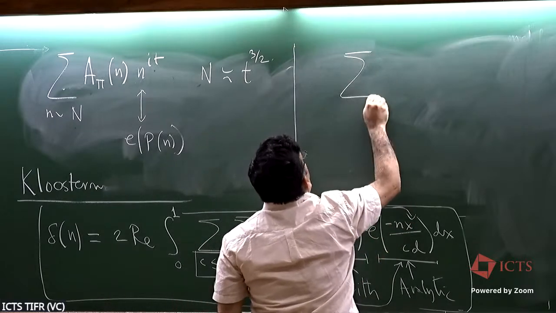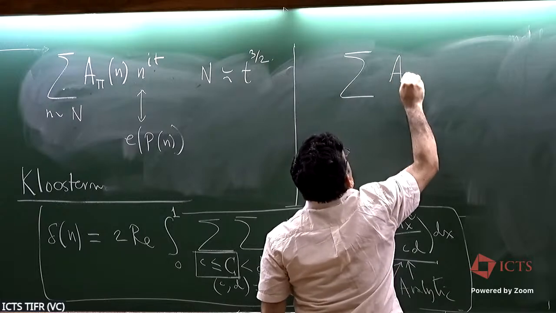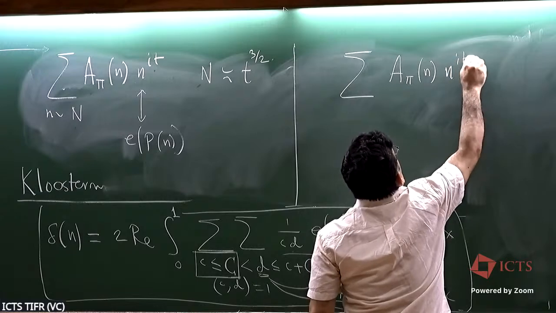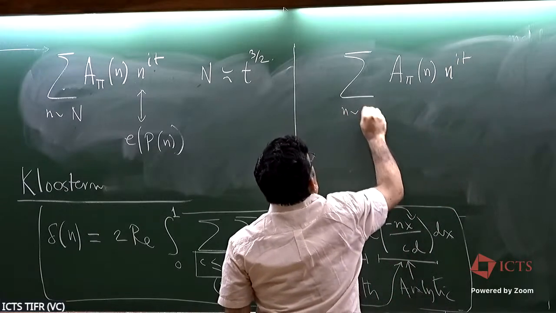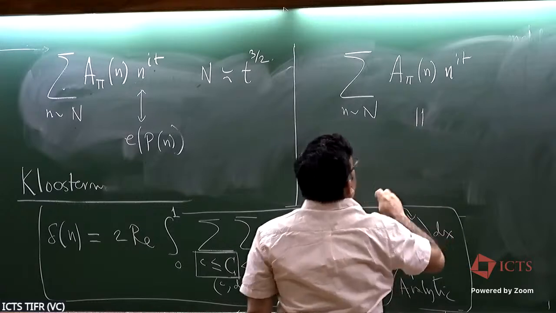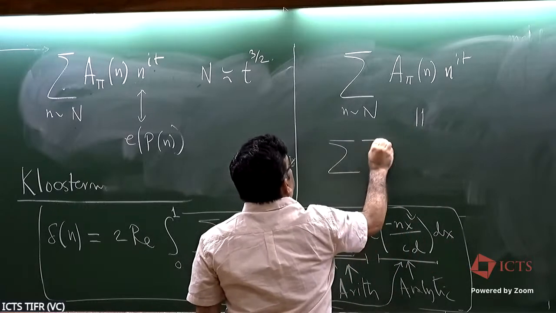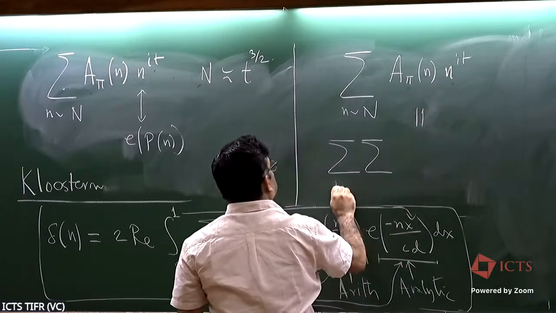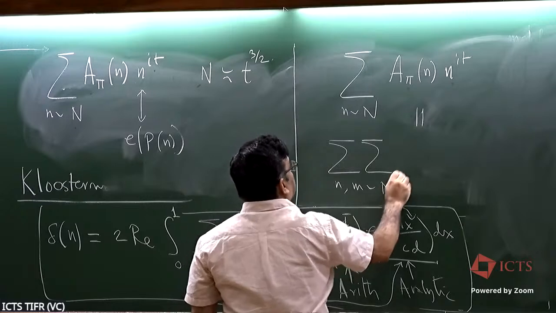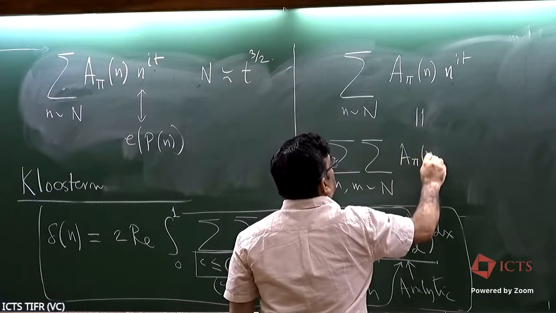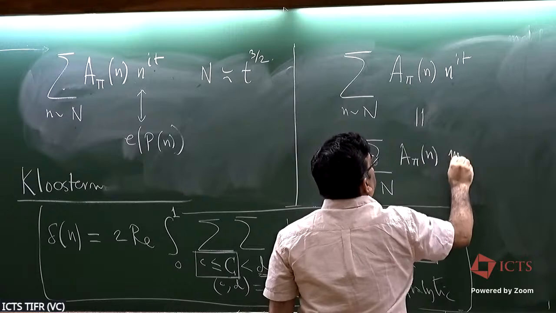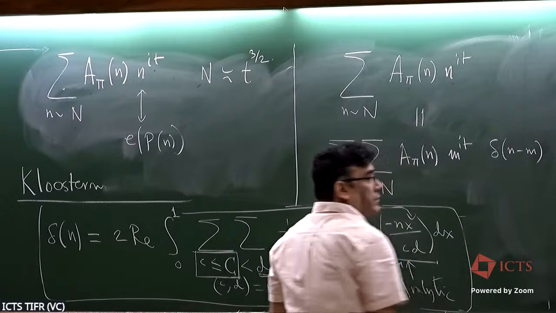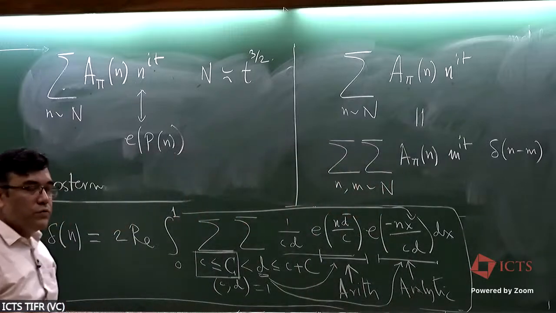So here we'll apply the delta method. So let me write it by n, so maybe n to the power it. Let's do it with this. Okay, so the first step is the most silly one. You separate the oscillation of A pi n from the oscillation of m to the power it. And this is where exactly you use delta. A pi n, m to the power it, delta of n minus m, because delta n minus m is 1 when n equals m.